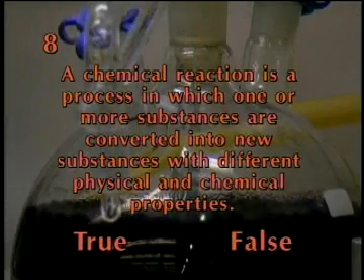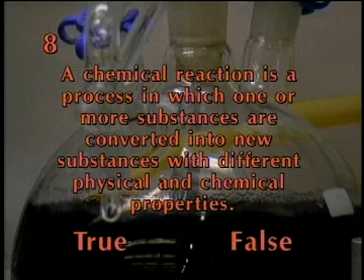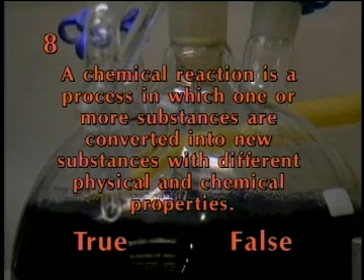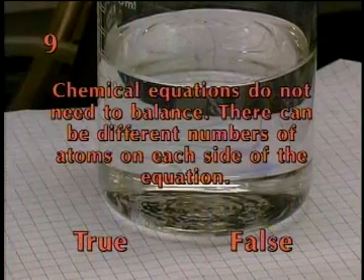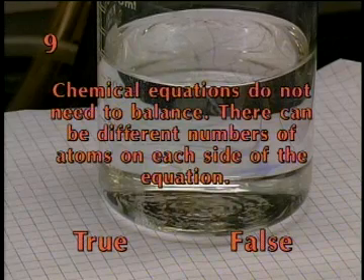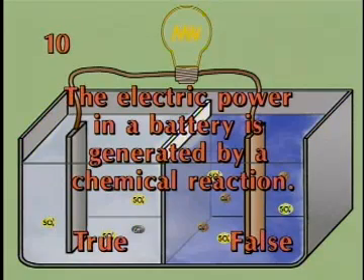A chemical reaction is a process in which one or more substances are converted into new substances with different physical and chemical properties. True or false? Chemical equations do not need to balance. There can be different numbers of atoms on each side of the equation. True or false? The electric power in a battery is generated by a chemical reaction. True or false?